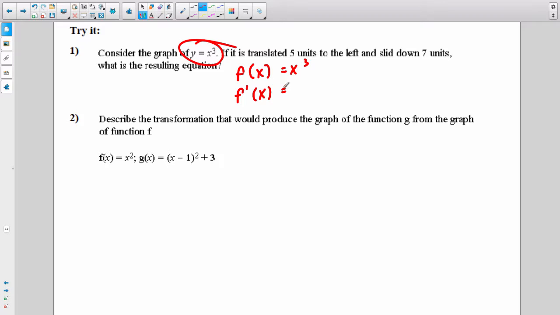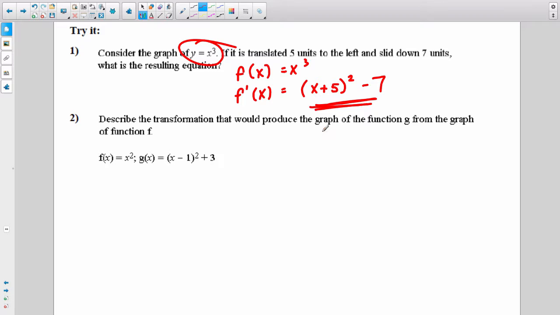How do I go to the left 5? I put it inside the parentheses with a positive sign. How do I go down 7? I simply say minus 7. Now, if you don't believe me, you put this in your calculator and watch the magic.